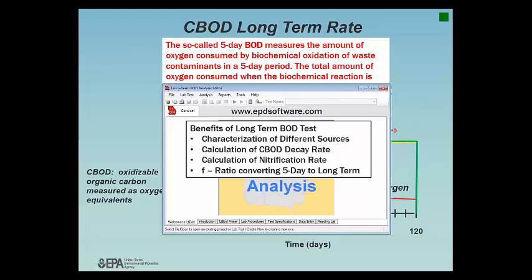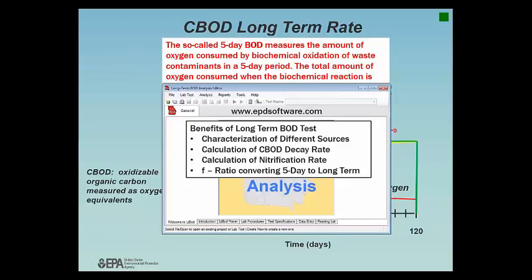The benefits are we can characterize different sources of BOD because they aren't all the same. That's why a lot of our water quality models have multiple state variables for BOD, so that we can characterize each source individually. It'll calculate the BOD decay rate that you would put into the model.